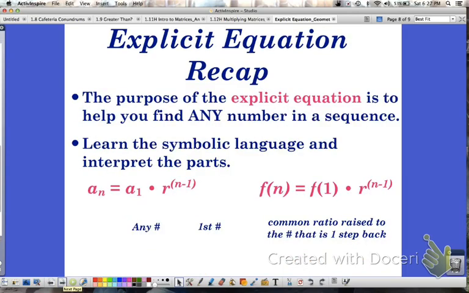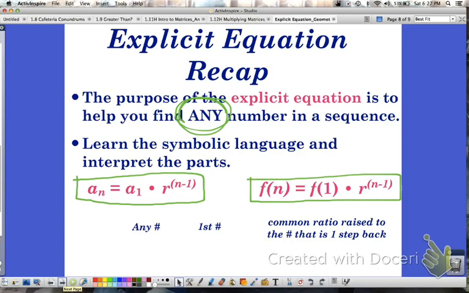So, a quick recap. The purpose of the explicit equation is to help you find any number in the sequence, and that's what we did when we found the 25th number or the 10th number or the 12th number in the list. It's most important that you memorize these equations. Now, this right here is the sequence format for an explicit equation, a sub n. This over here is the function format, but I just have to remind you that not all sequences are functions, so don't be surprised if you see function notation or function format versus sequence format.